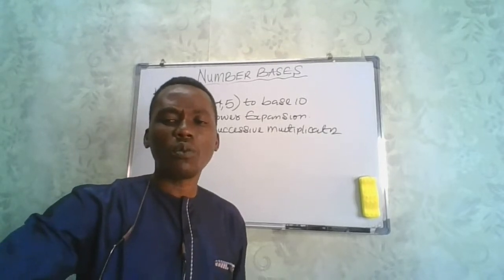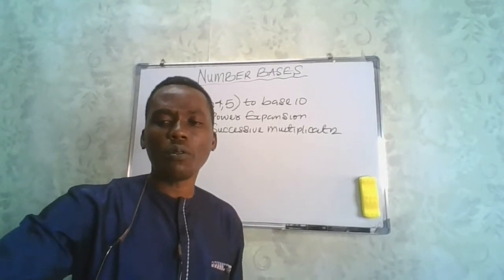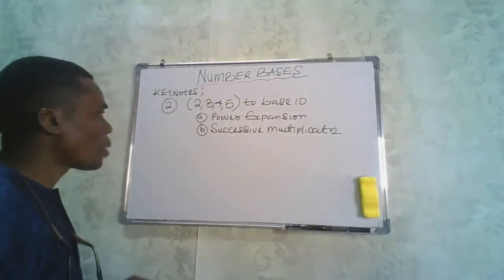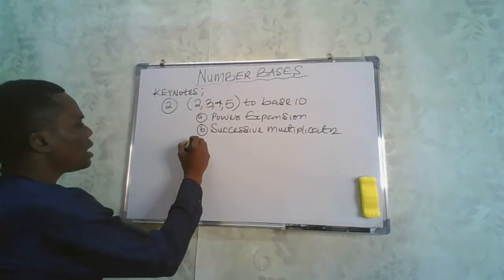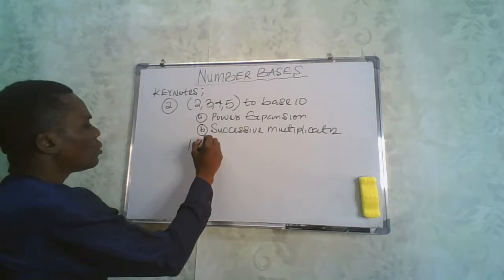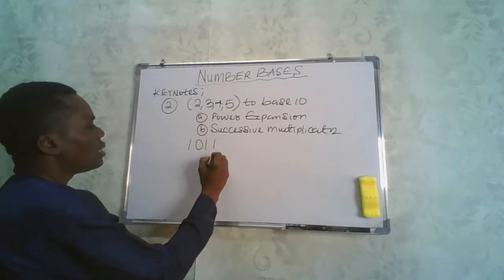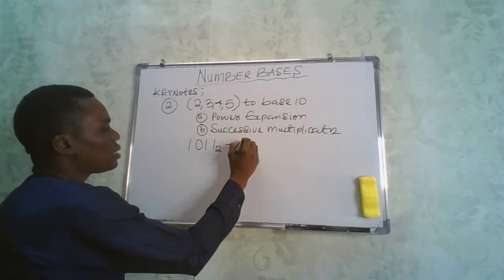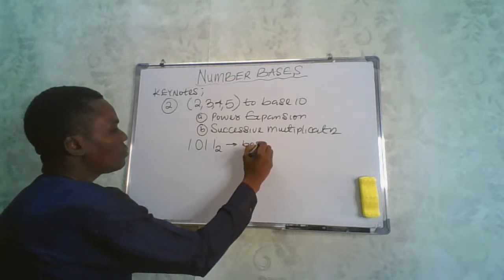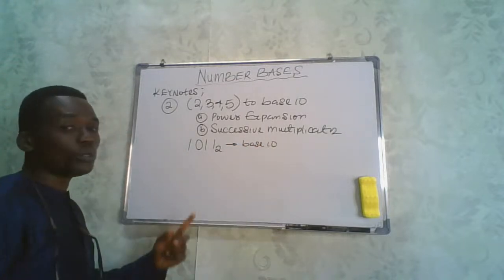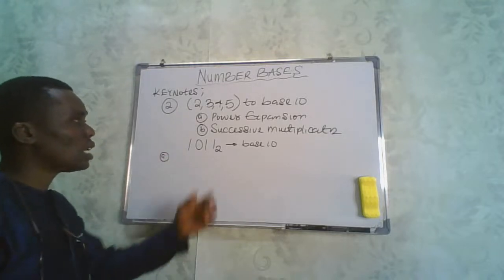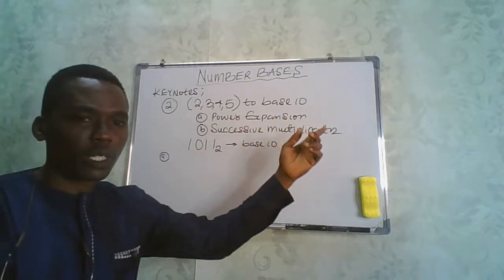Now, let me show you a typical example of how we can make good use of these two methods. Let's assume we have 1, 0, 1, 1 in base 2, and we are asked to convert this to base 10. I'm going to use method 1, the power expansion method.